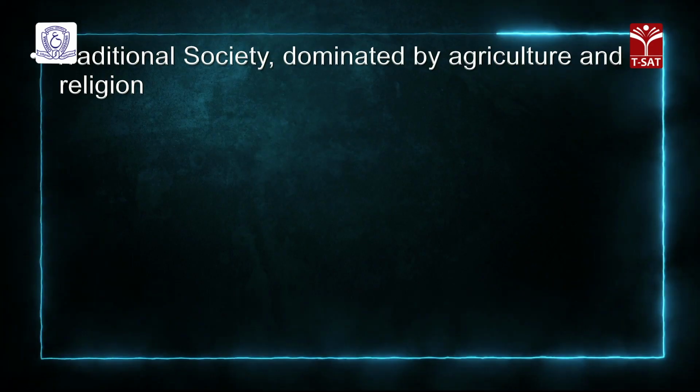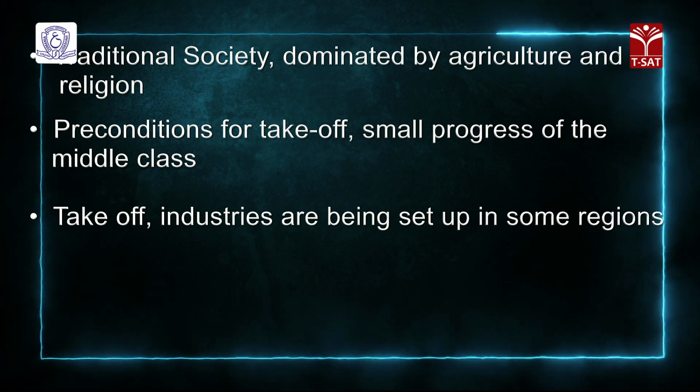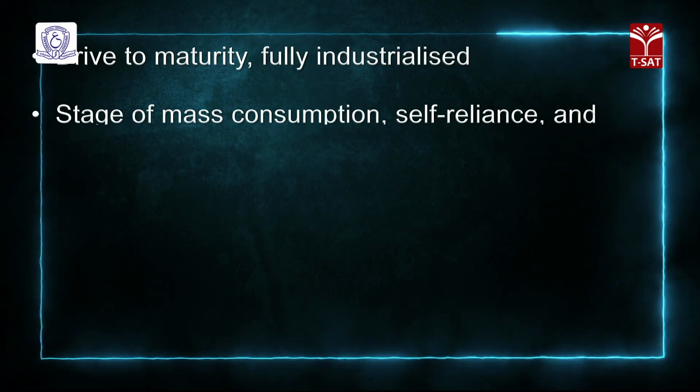Whatever development we are seeing today is not a sudden development. It happened in stages as per Rostow's economic development model. As per Rostow, there are 5 stages of development that a country passes through. These stages are: traditional society dominated by agriculture and religion; preconditions for takeoff, with small progress of the middle class. The third stage is known as the takeoff stage, in which industries are being set up in some regions. The fourth stage is known as drive to maturity, which is fully industrialized.